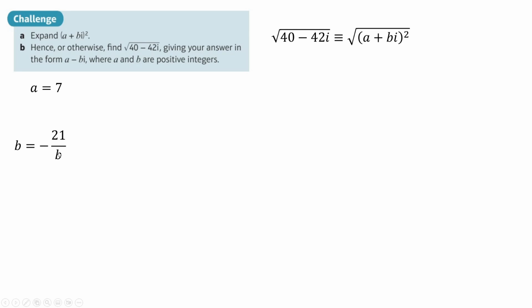Remember, b equals this. This should say a, not b. I don't know why that says b. That's a mistype. So imagine this says a. Okay, so you have b equals minus 21 over 7, which gives us b is minus 3. Now, even though a and b are both positive, it's fine if b is minus 3 here. I'll show you why in just a second.